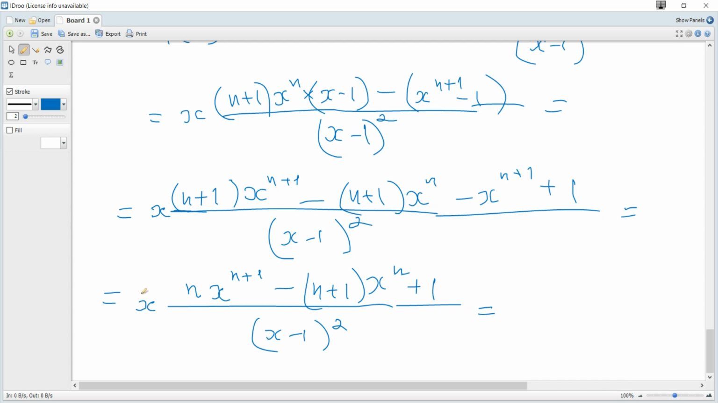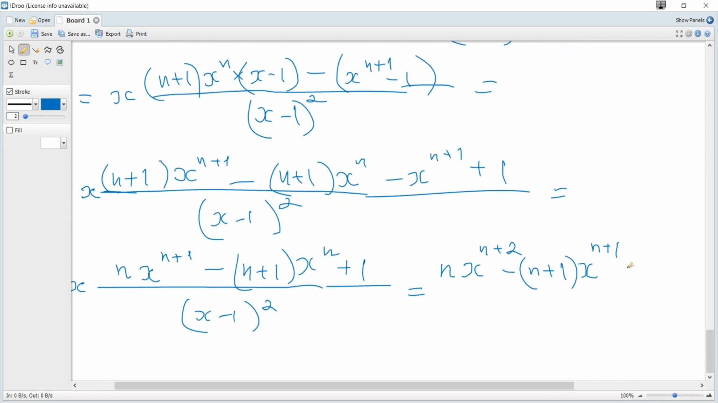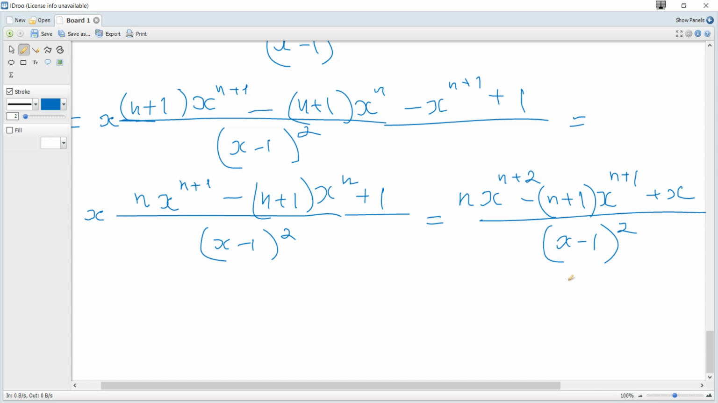And just multiply each term by this x, we get n x to the power n plus 2 minus n plus 1 x to the power n plus 1 plus x over x minus 1 squared. Let's check: n x to the n plus 2 minus n plus 1 x to the n plus 1 plus x divided by x minus 1 squared. So it's correct, it's as required.